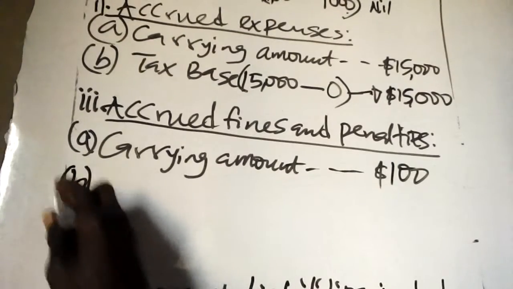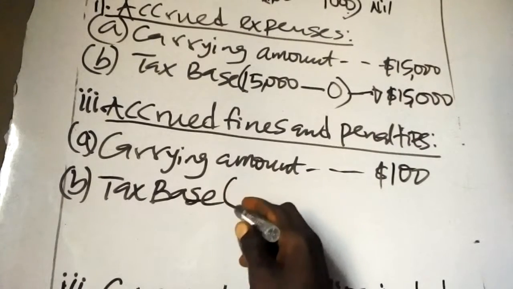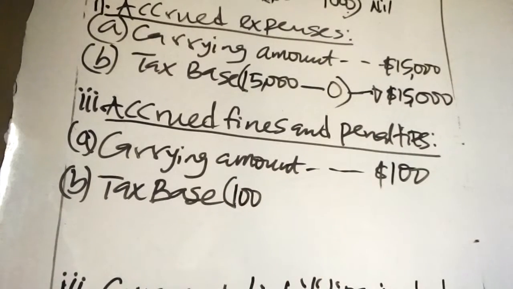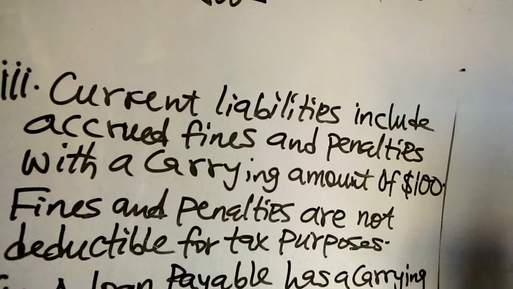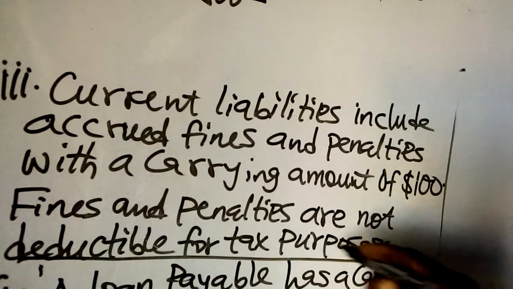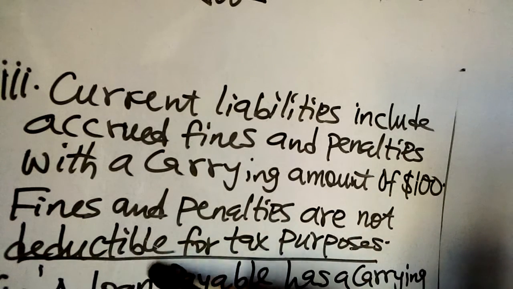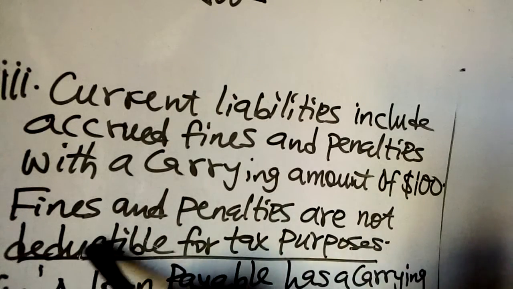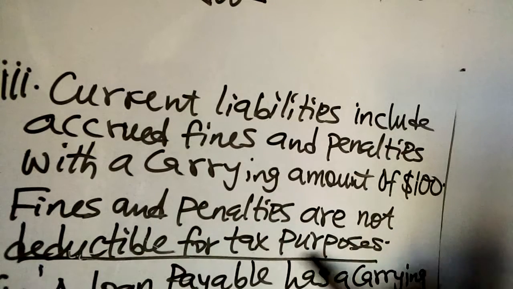So how much will that be the tax base? Tax base. I've told you that tax base now is carrying amount less the amount that will be taxable in the future period. Remember, fines and penalties are permanent difference, and besides, you have even been told that they are not tax deductible. Remember, permanent differences are not tax deductible. That means they will not be deducted for tax purpose. You can't deduct fines and penalties for tax purpose. That is the meaning of not tax deductible, not deductible for tax purpose.